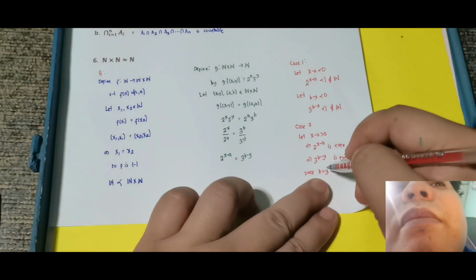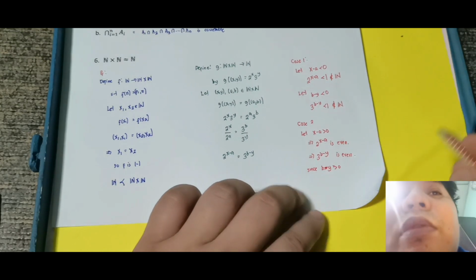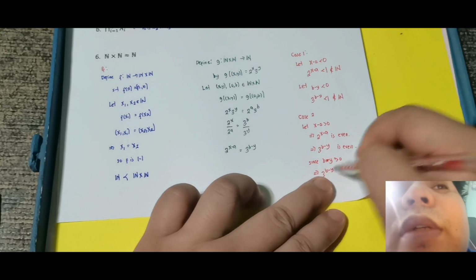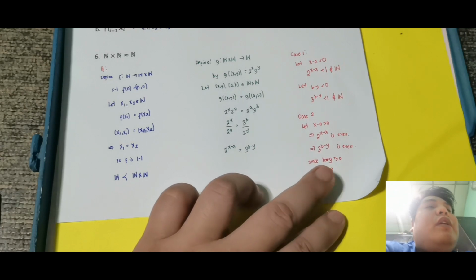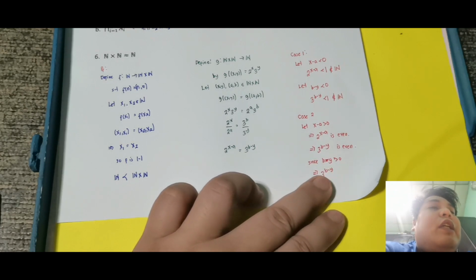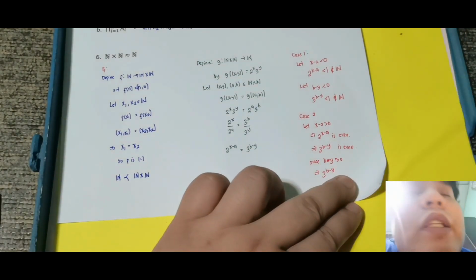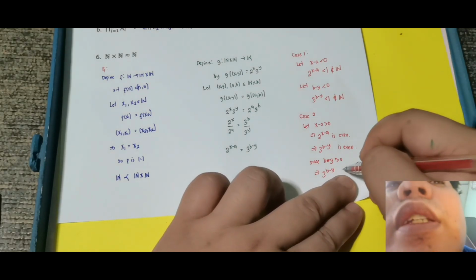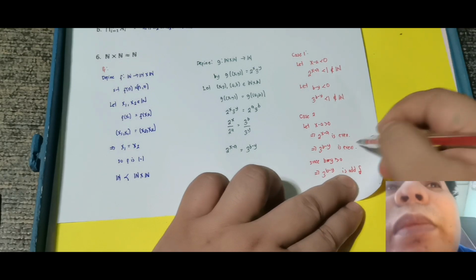Pero, since b minus y is greater than 0, anong mapapansin mo kay 3 raised to b minus y? Since greater than 0 siya, that is 1, 2, 3, 4, 5, 6. Kasi nga, yung mga x, y, b, and a na yan is always natural number. So, ito is always odd. Kahit nga b minus y is 0, 3 raised to 0 is 1. So, this is always odd, which is a contradiction para sa part na to.